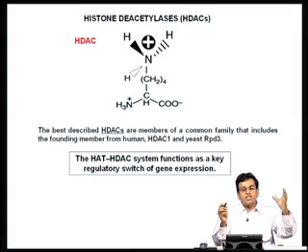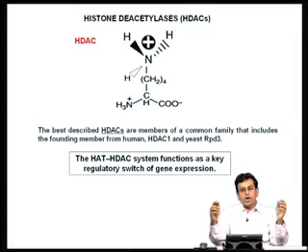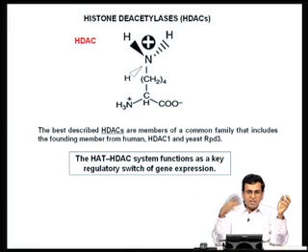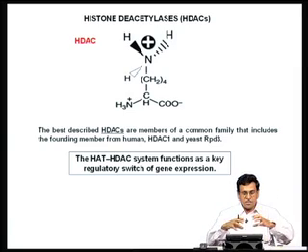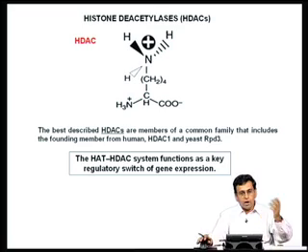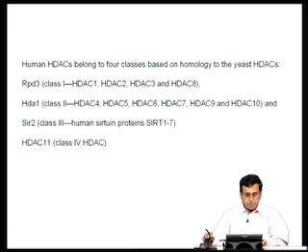Remember, the HAT-HDAC system functions as a key regulatory switch of gene expression. When HATs are active, histones are acetylated and you have activation of transcription. When HDACs are active, you have repression of gene expression, therefore genes are inactive. So, the HDAC-HAT system functions as an on-off switch for regulation of gene expression in eukaryotes.